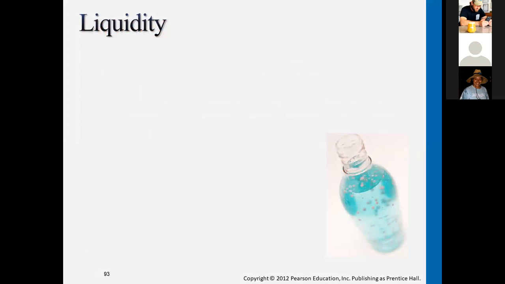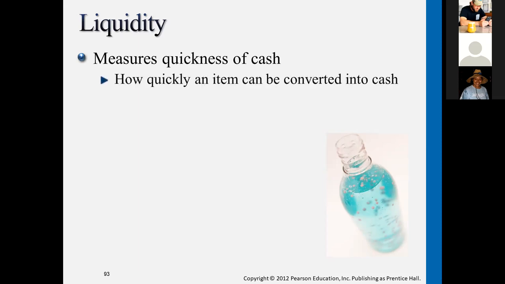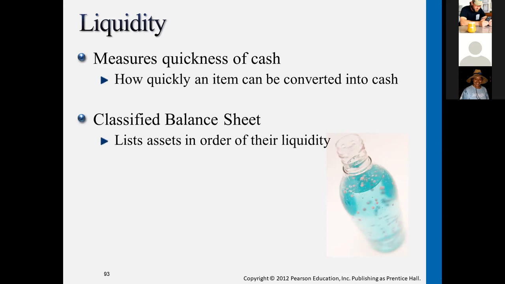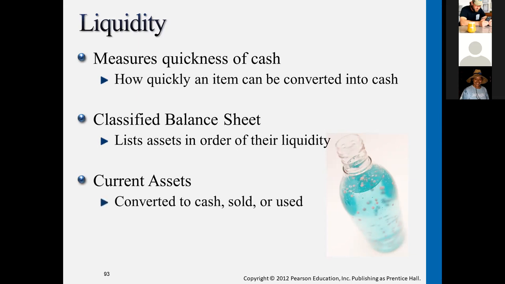One of the big topics is the term liquidity. What does liquidity mean? Basically, it's measuring the quickness of cash, how quickly an item can be converted into cash. If you look at a classified balance sheet, usually we list assets in terms of their liquidity. The most liquid assets get listed first, starting with current assets, which generally include cash or other items that can be sold or used up within 1 year or the operating cycle.